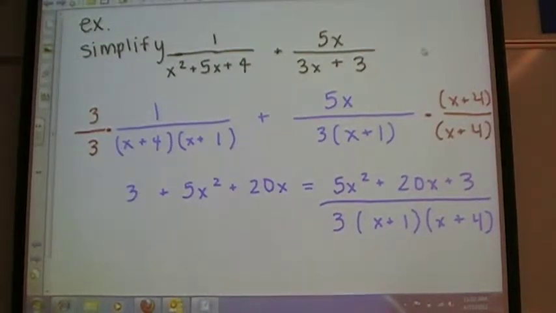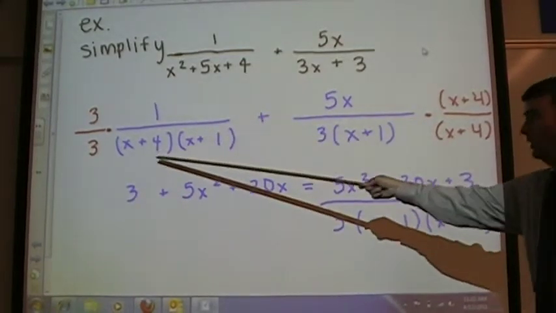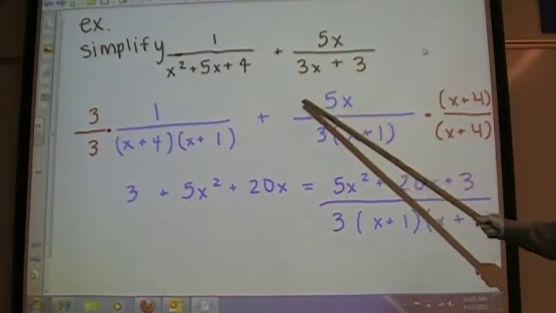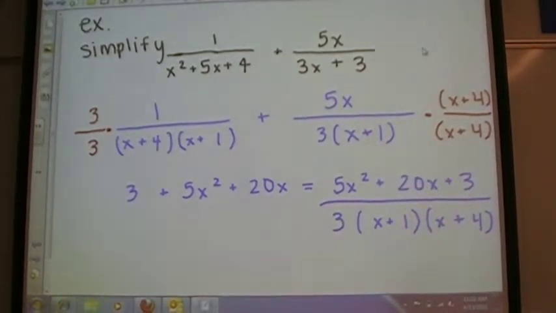Okay, simplify. Add those 2 together: 1 over x squared plus 5x plus 4 plus 5x over 3x plus 3. So the first thing you need to do is get them all in factored form. I factored x squared plus 5x plus 4 to this, and I took a 3 out of here to get 3 times x plus 1. Any question about how to get them to factored form?